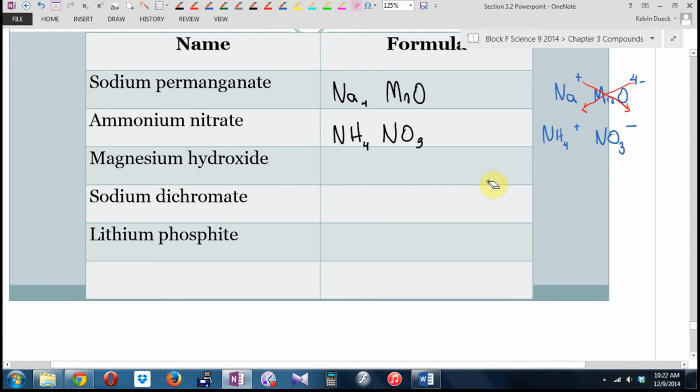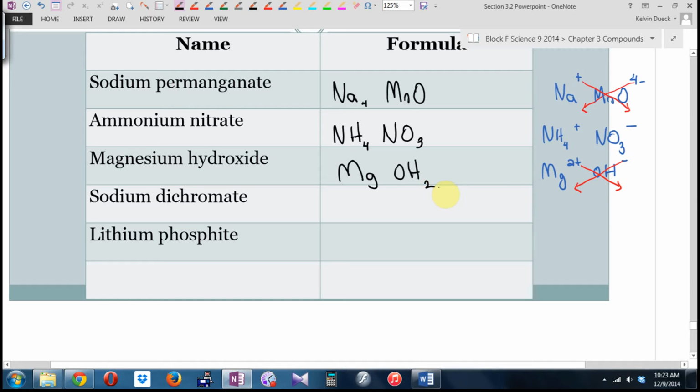Magnesium hydroxide. Well, magnesium, is that on my periodic table? Yes. Element or polyatomic? On the front page. Okay. Mg, what's its charge? 2 plus. Hydroxide is OH. What's its charge? Negative. Now I crisscross. The formula is going to be how many magnesiums? 1 or 2? 1. How many hydroxide ions? 2. Why is this wrong?